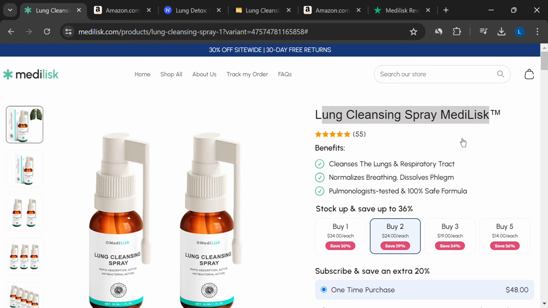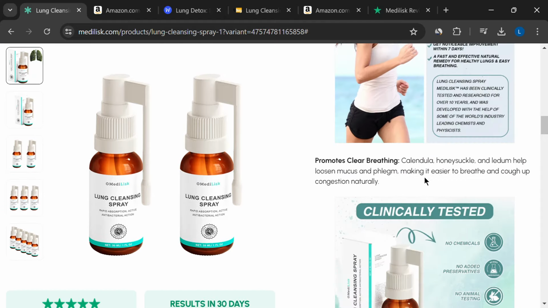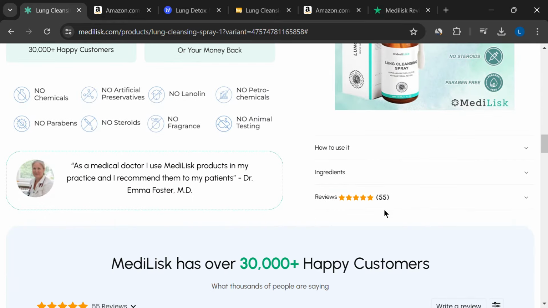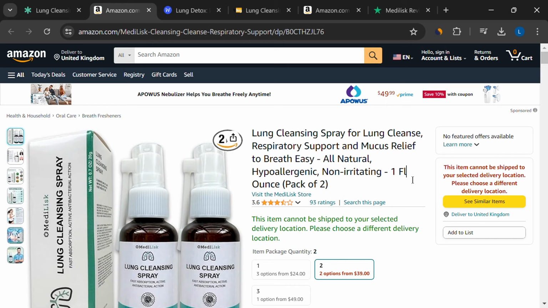MediLisk Lung Cleansing Spray product claims to support respiratory health by cleansing the lungs and respiratory tract, normalizing breathing, and dissolving phlegm. It's marketed as a pulmonologist-tested and 100% safe formula. But are these claims really effective? Let's find out. Firstly, let's talk about the concept of lung cleansing.